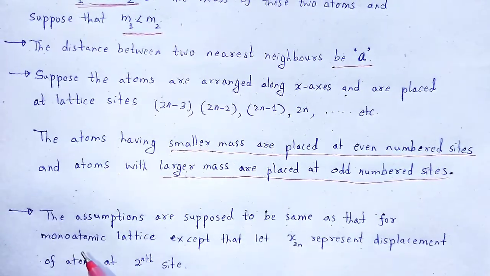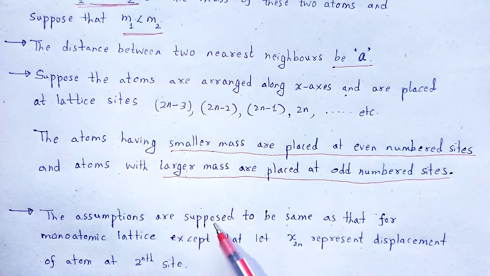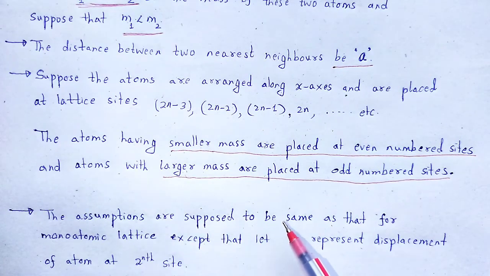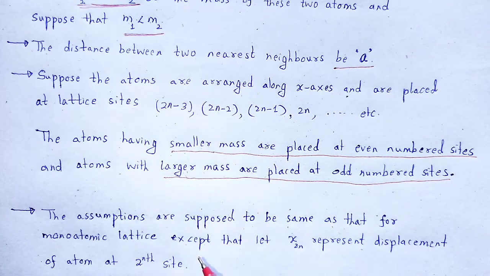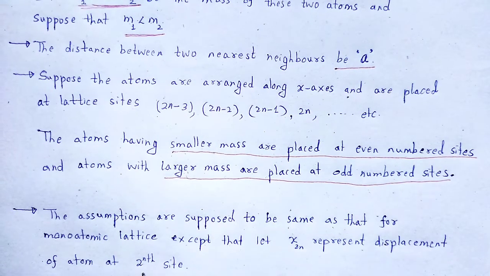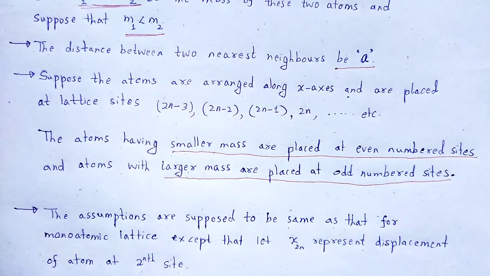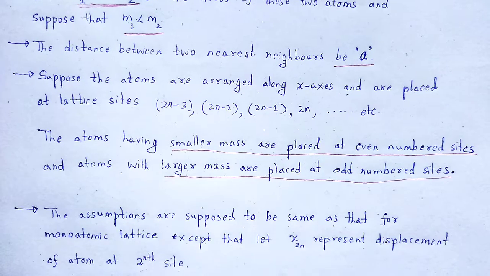And here we assume the same as for the monoatomic lattice, except here we choose x2n to represent the displacement of the 2nth site atom. We can show it in a figure.